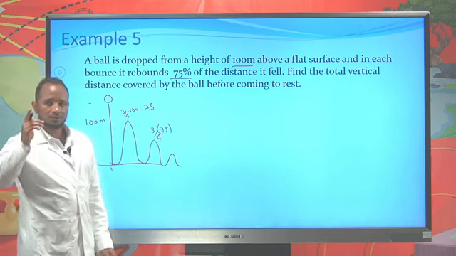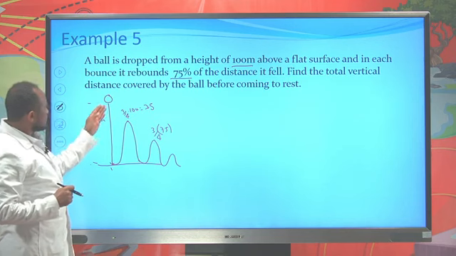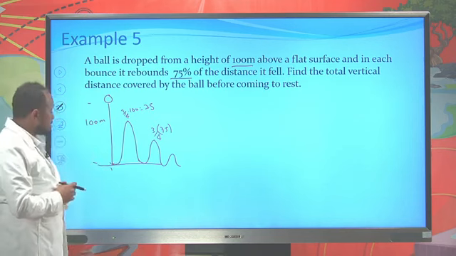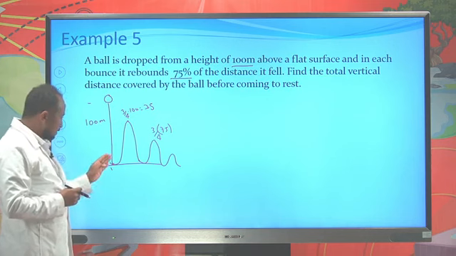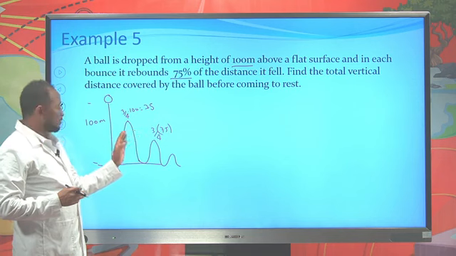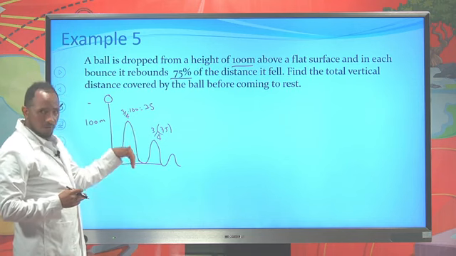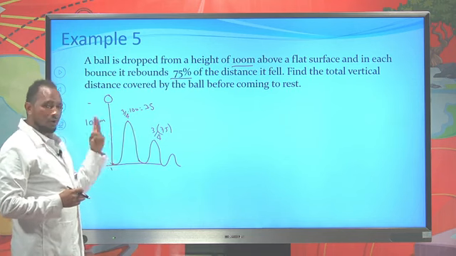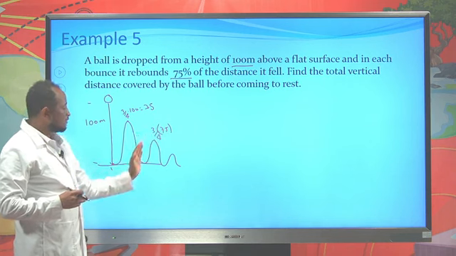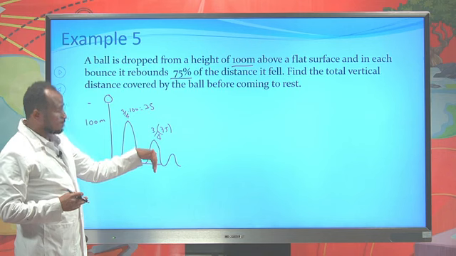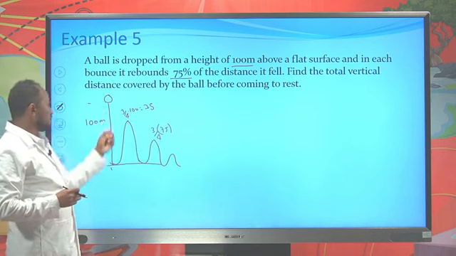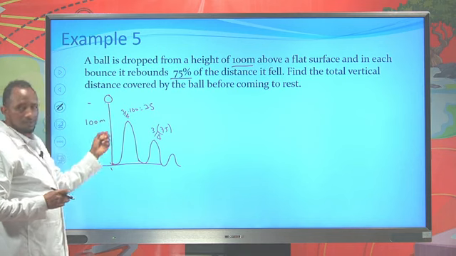So we are asked to find the total vertical distance traveled by this ball: 100 meters plus 75 meters, twice 75 meters, because it rebounds 75 and comes down 75 meters. Here also, 3/4 of 75, it moves up 3/4 of 75 and moves down 3/4 of 75. So we have two distances here, whereas the 100 is a single distance.